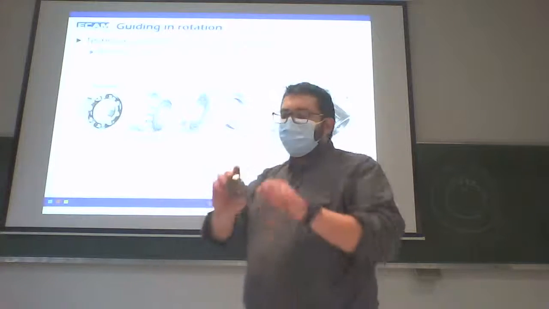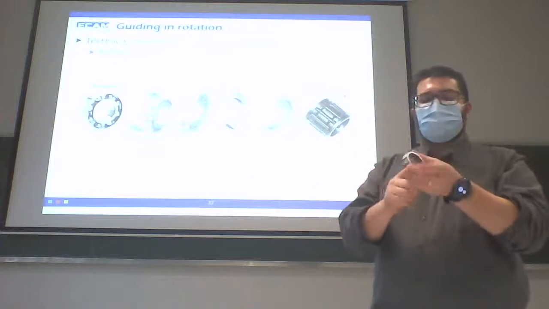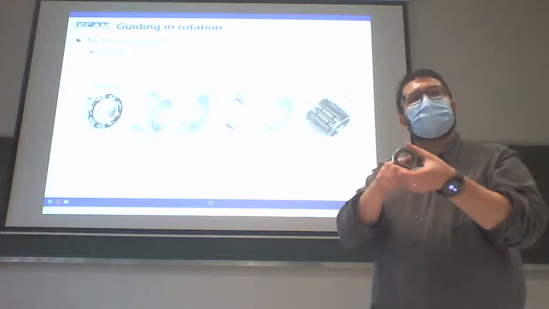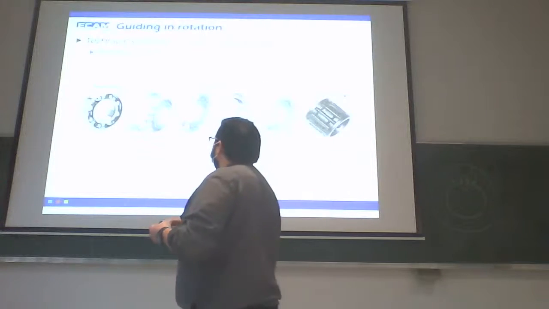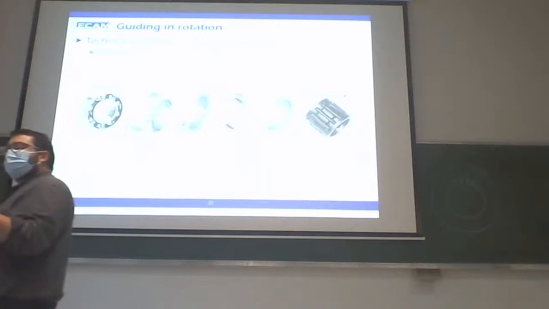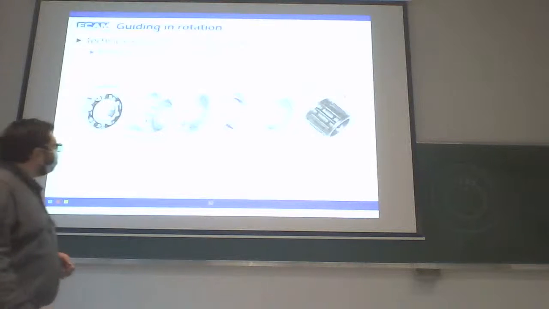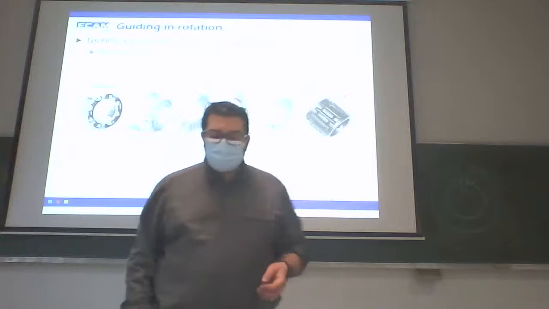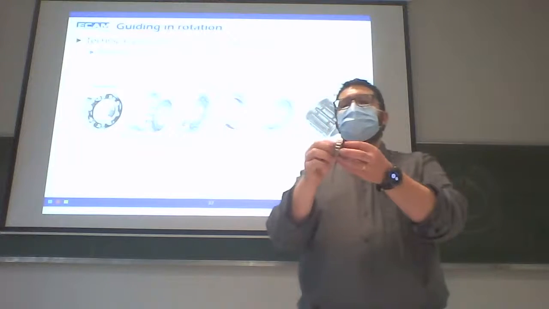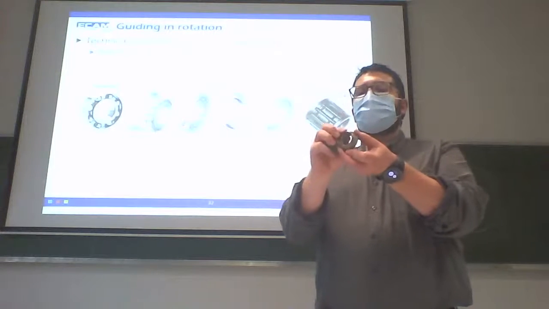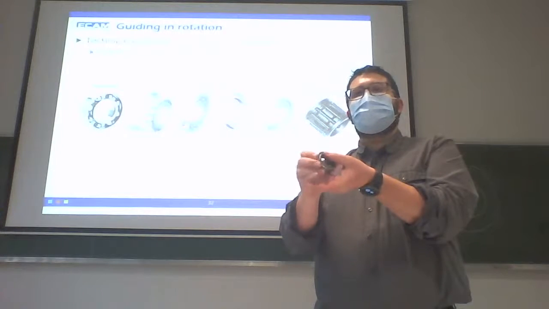If you don't use balls, you can use cylinders, with or without an inner ring. Here the rolling element is a small cylinder. It's possible to find them with an inner ring, but it's not necessary. We can also have conical elements like this. Here there is directly a small conical surface of contact to create the rotation.